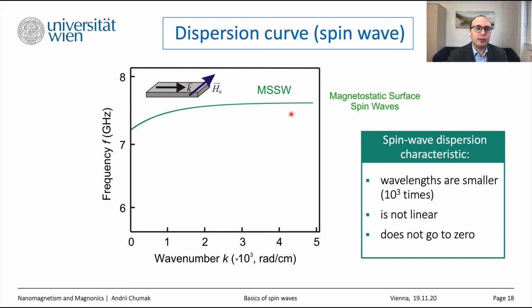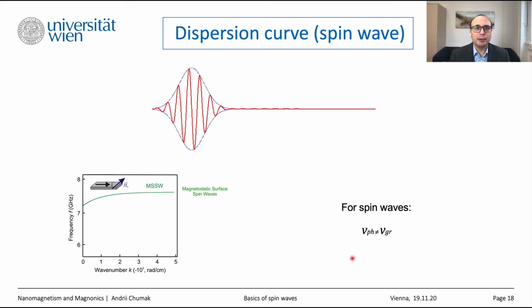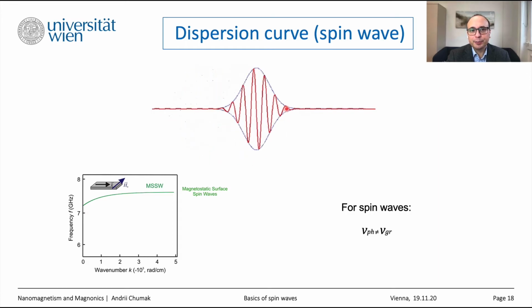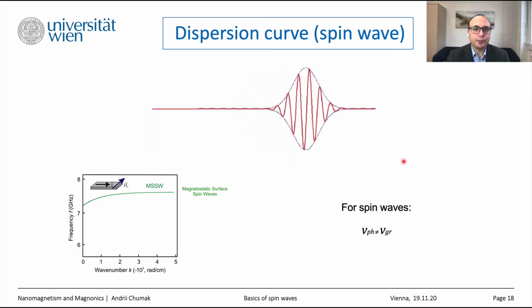But in principle, spin wave wavelengths can be much, much smaller still. If we come back to the comparison between the two dispersions, you also see that this dispersion is not linear. It goes like this, and finally it doesn't go to the zero point. Zero point is somewhere there. And what does it mean? In the simplest case, it means that phase and group velocities are not equal. For example, like it is shown in this animation, when the wave runs faster than it carries energy.